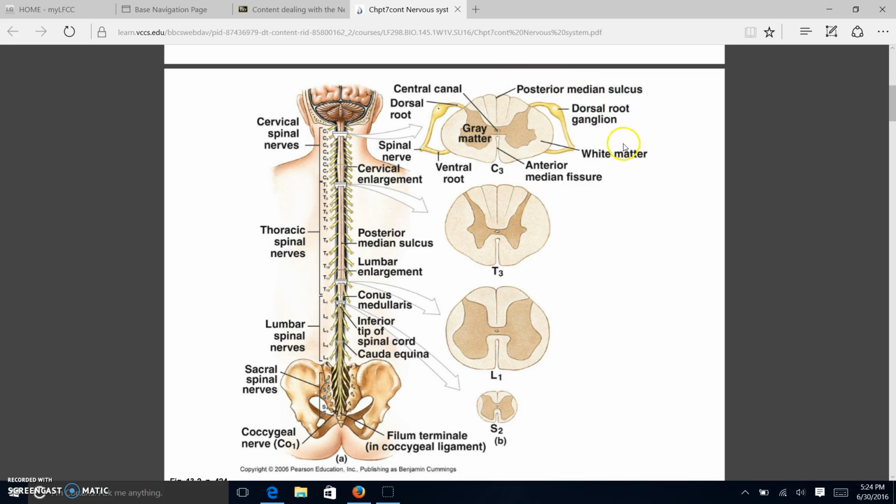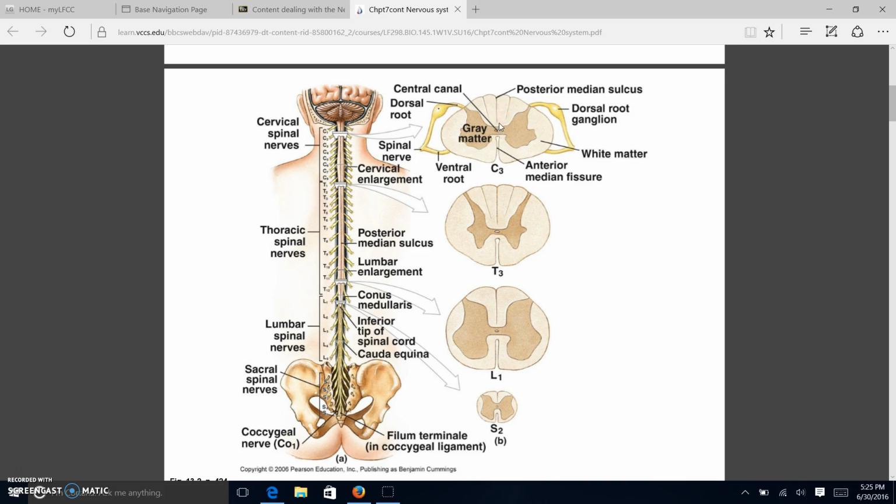Okay, now notice what else we've got. We have our central canal running in the middle of the gray matter, which is sometimes described as looking like a butterfly. So running in the middle of the butterfly we see a hole, and that hole is called the central canal. This is actually part of our ventricles that started in the medulla oblongata, and now we circulate cerebrospinal fluid all the way down through our spinal cord through this central canal.